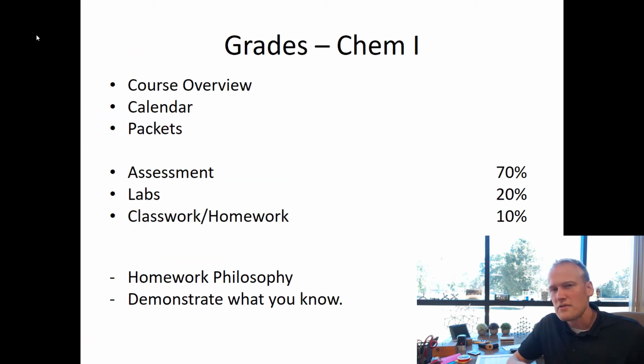So let me tell you how I do things, and then I'll explain the rationale. Typically, assessment, which could be a quiz, an exit slip, or a larger unit assessment, those typically make up 70% of your child's grade. Labs, which is more of a skill-based procedure, make up 20%, and then homework makes up 10%.